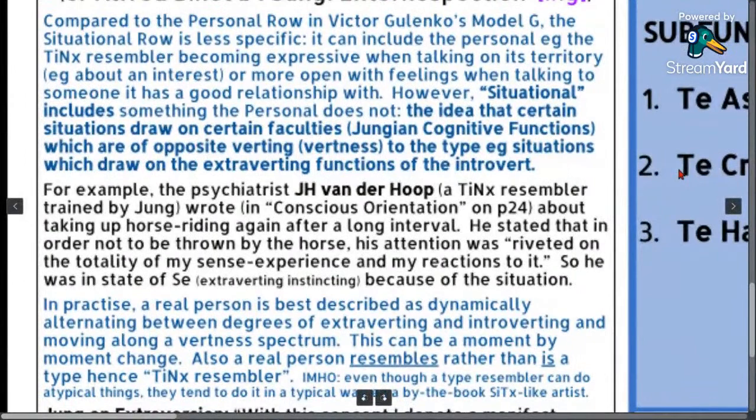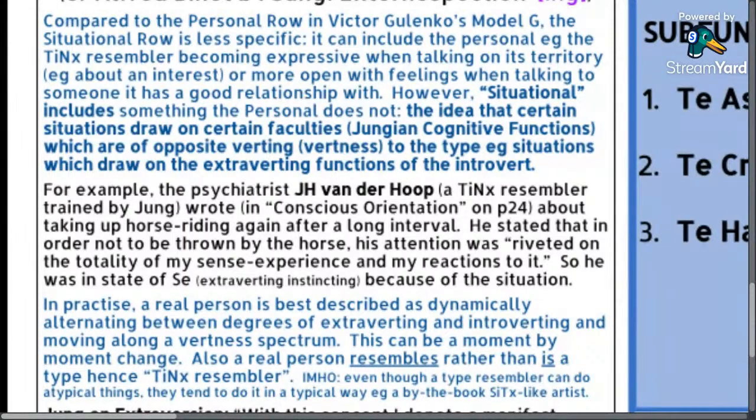Right. Compared to the personal row in Victor Gulenko's Model G, the situational row is less specific. It can include the personal. So the idea in Model G is that an introvert will only extrovert when on its territory, when it's, say, in its comfort zone. So it might be, oh, Ben only extroverts when he is talking about something that he's interested in or with people that he likes. That would be the theory in Model G. That's quite narrow, isn't it?